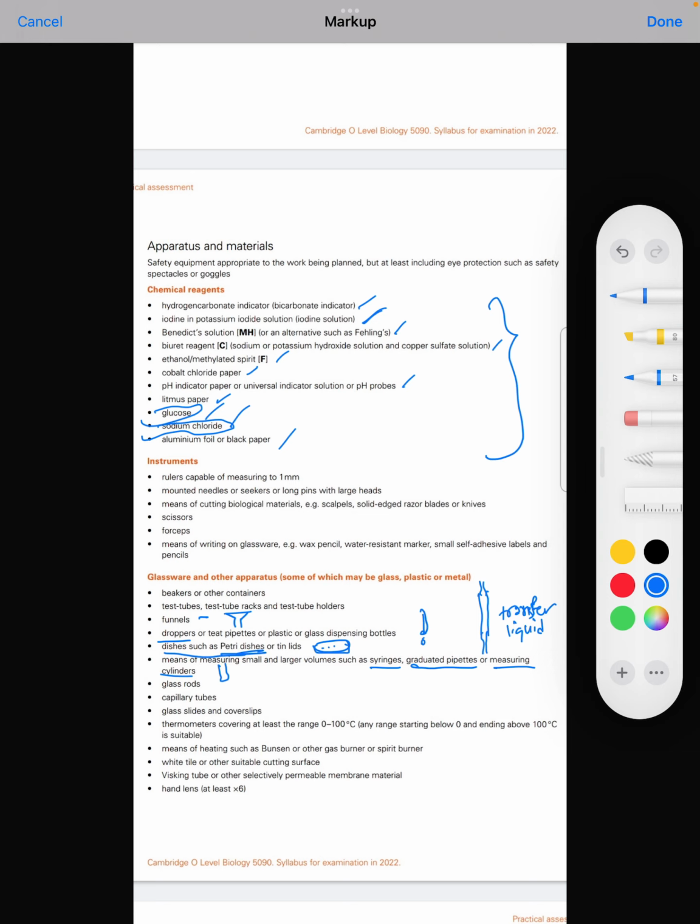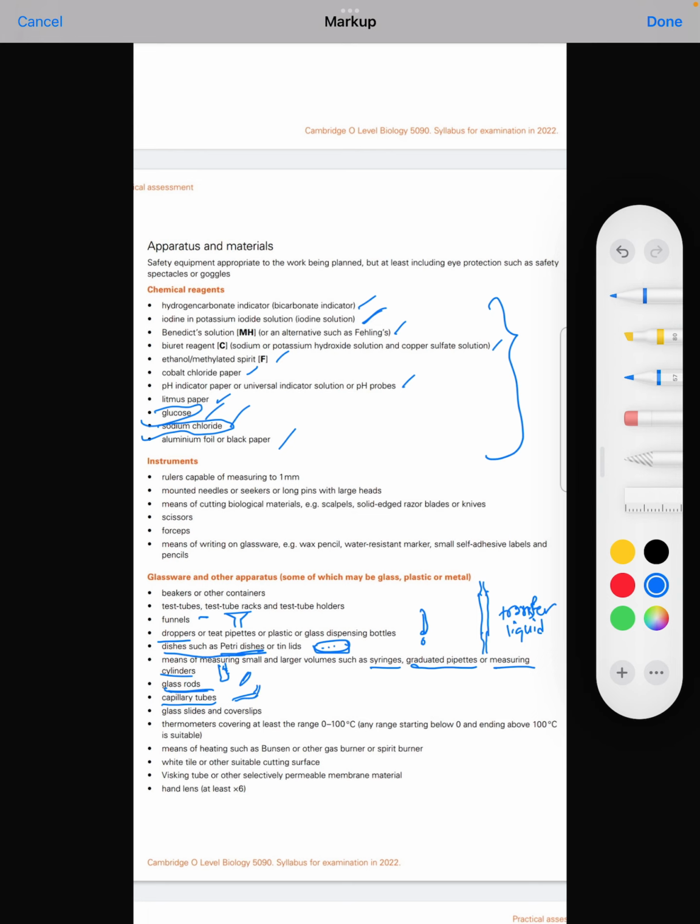It looks like this, and it has scales on it, so you can measure how much liquid, the volume of liquid you are, for example, transferring or whatever. Glass rods are just rods that are used to stir. Capillary tubes are basically very thin tubes.